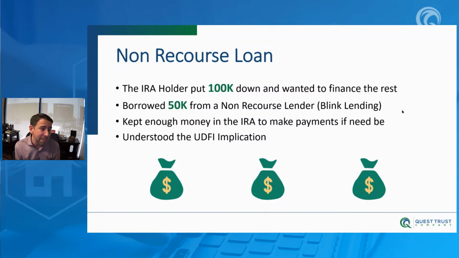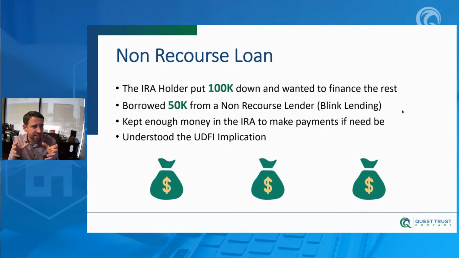Now, if you don't understand what that means, it's because you've never dealt with it. But pretty much what it means is your credit is not involved when taking the loan. The only thing the lender can go after is the asset itself if they have to do a foreclosure. Therefore, they require a larger down payment, hence the $100,000 down payment.